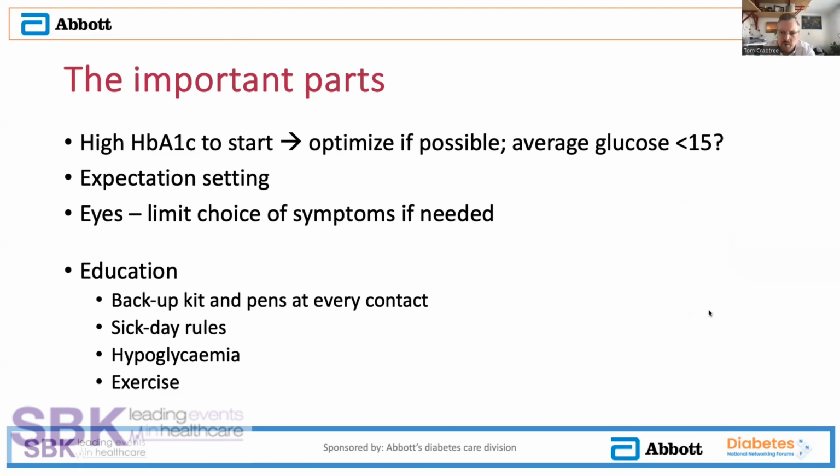Now, historically, within pump services, when we've had people with very high HbA1cs, either because they're missing insulin doses or not taking it, or sometimes in the context of some complications, it can be really difficult to get people's glucose levels down. We've been trying to optimize them pre-pump where possible, aiming for an average glucose of around or ideally lower than 15 as the target.